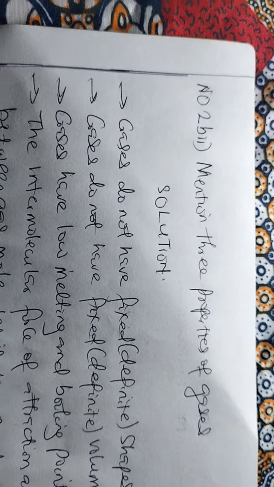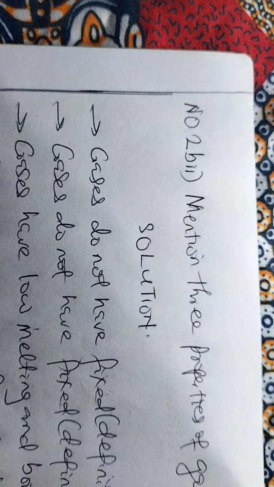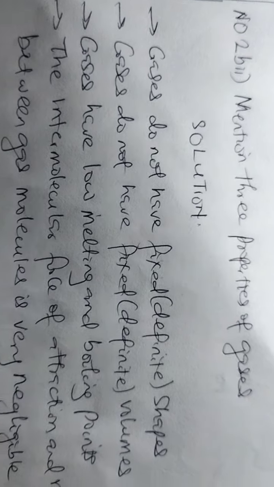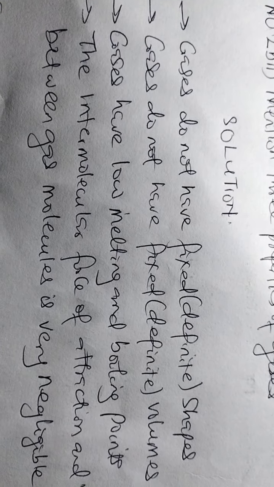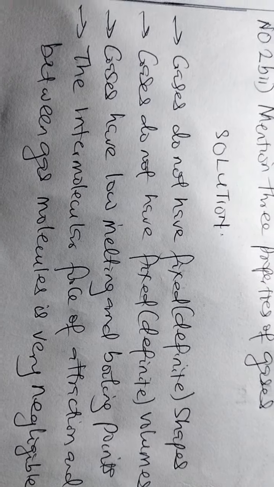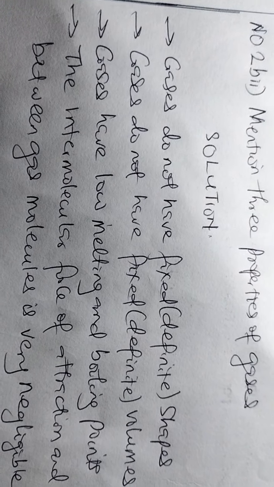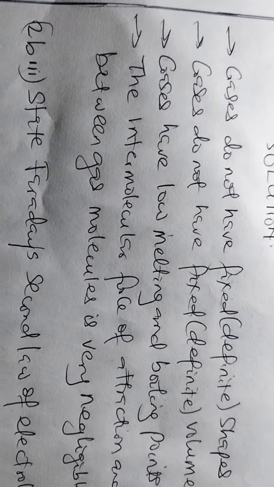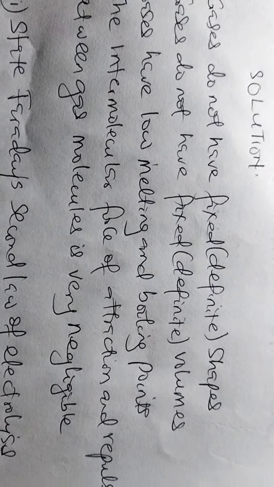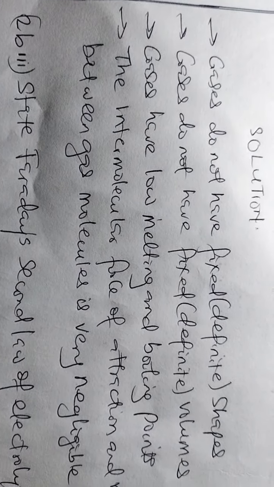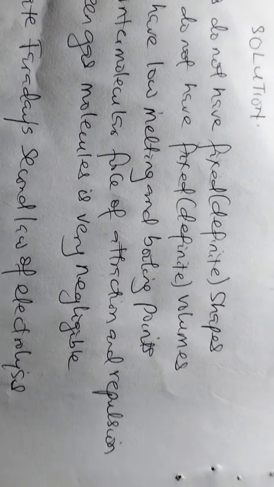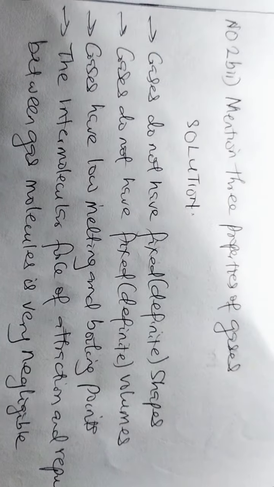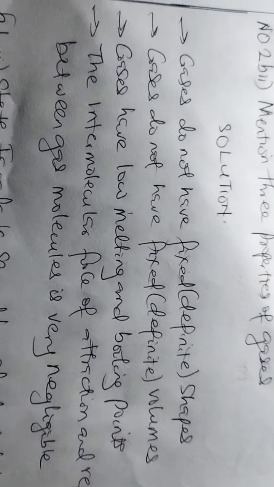Now go to question number 2BII. 2BII says, mention three properties of gases. So solution: one, gases do not have fixed shape, or you can say gases can retain the shape of their containers. Two, gases do not have fixed or definite volume. Three, gases have low melting and boiling points. And then four, the intermolecular force of attraction and repulsion between gas molecules is very negligible or very weak. So any of these three is okay.